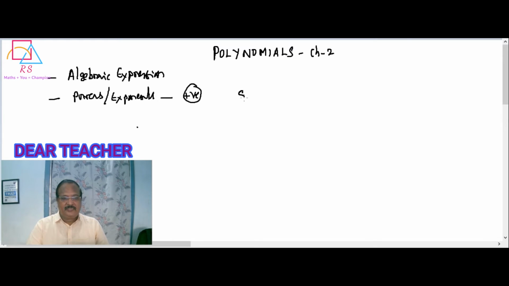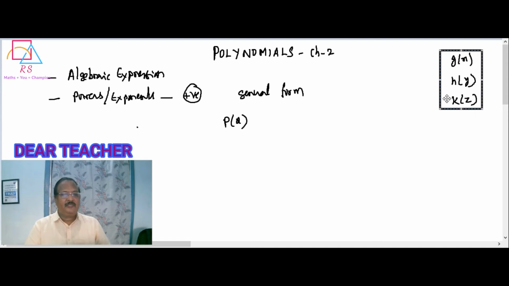So in general form, let me write a general form, because I am not teaching in detail. p(x), a polynomial of the variable x. Actually p(x) is a function that you are going to learn later. Usually we denote polynomials using this notation, either p(x), g(x), or h(y). That means h(y) is a polynomial in the variable y, or k(z), whatever. In our textbook p(x) is usually used.